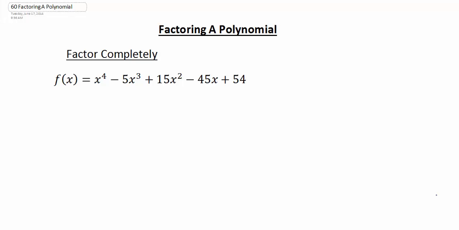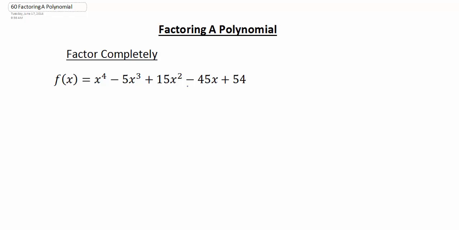This video is going to focus on factoring a polynomial function completely. So here we have an example where we want to completely factor this polynomial, x to the fourth minus 5x cubed plus 15x squared minus 45x plus 54. And earlier we looked at videos of calculating the zeros, and we can do the same thing here to actually help us factor the polynomial function.